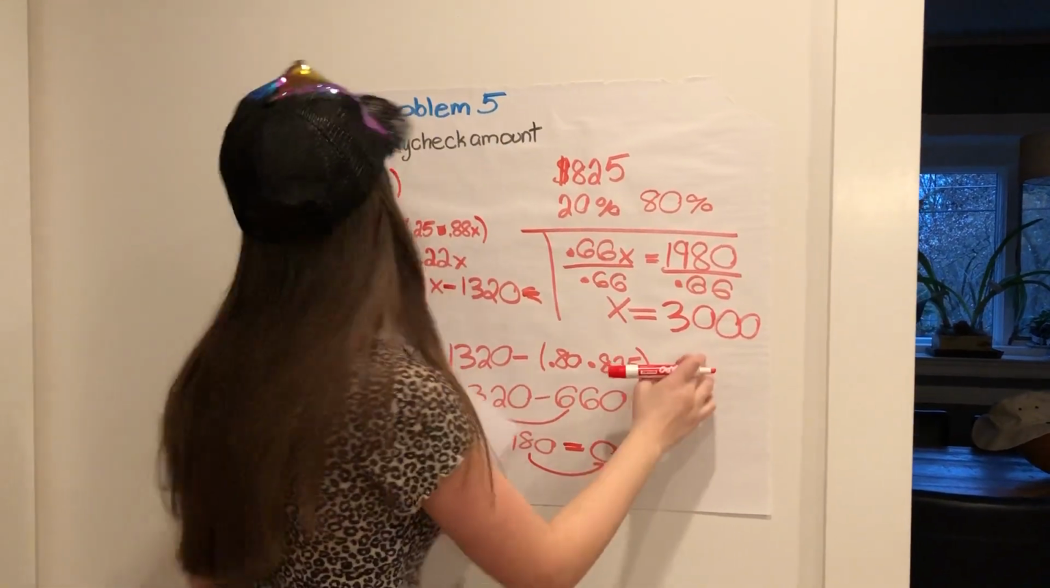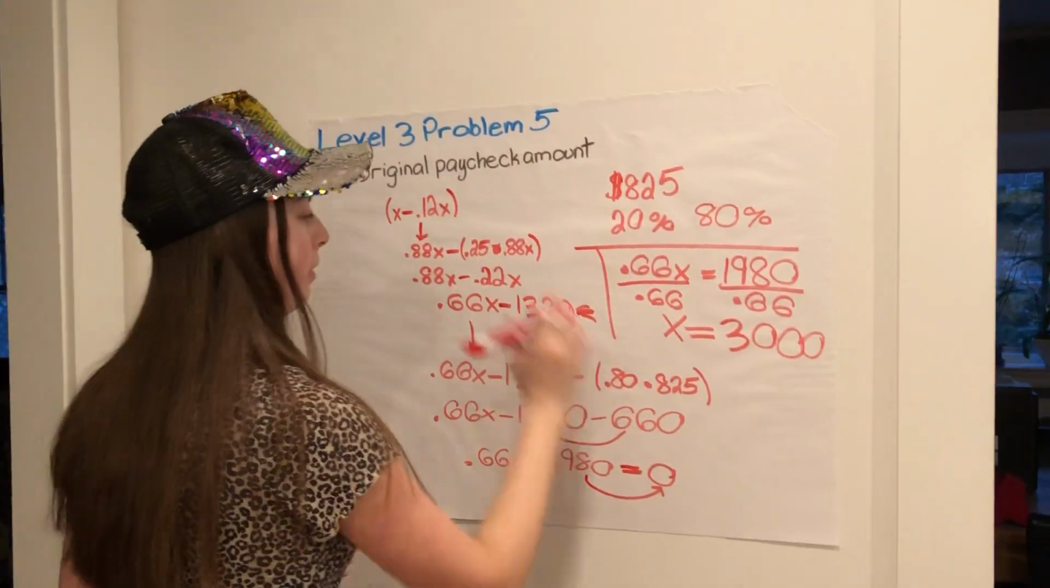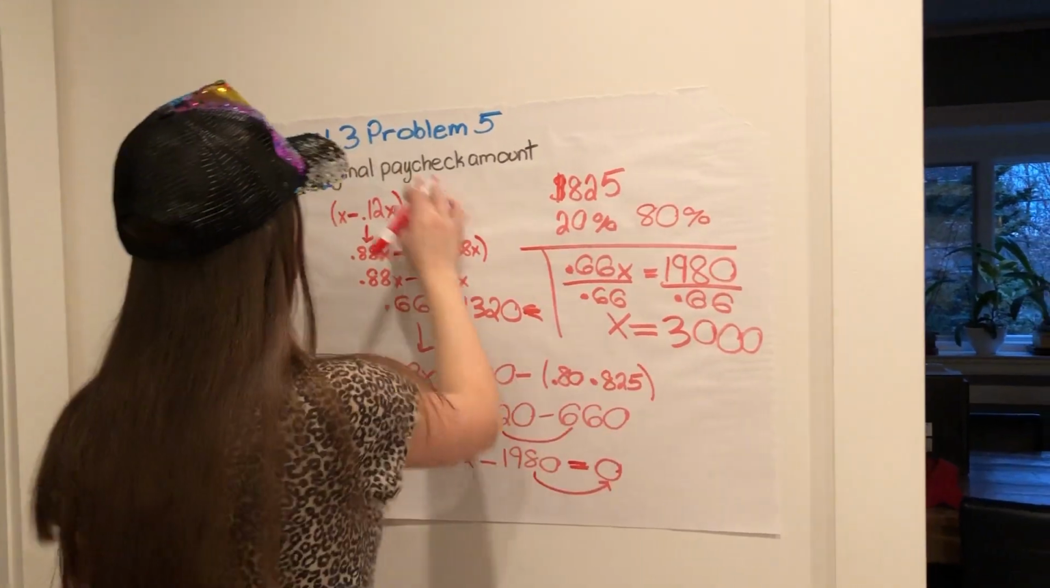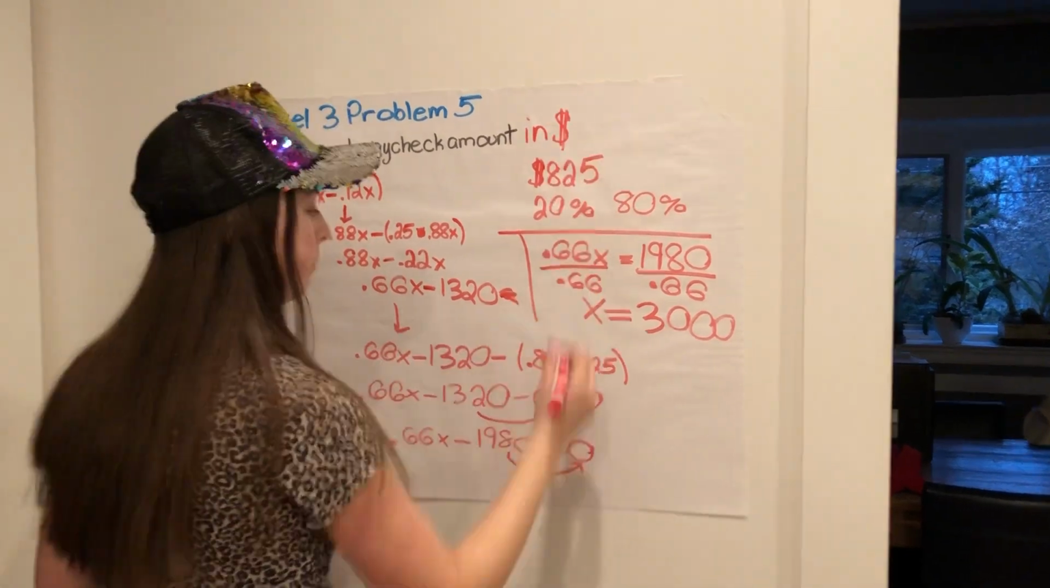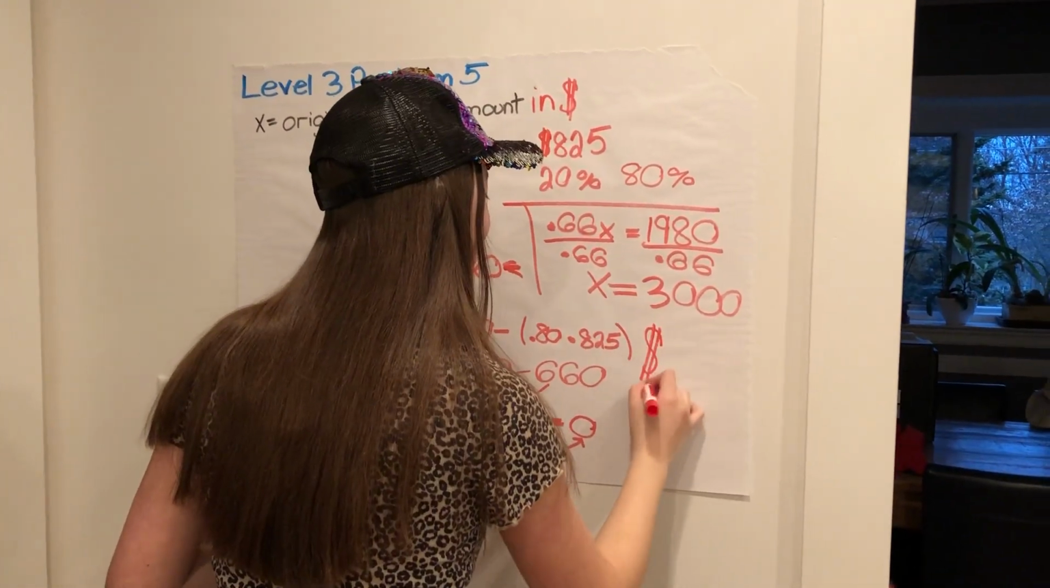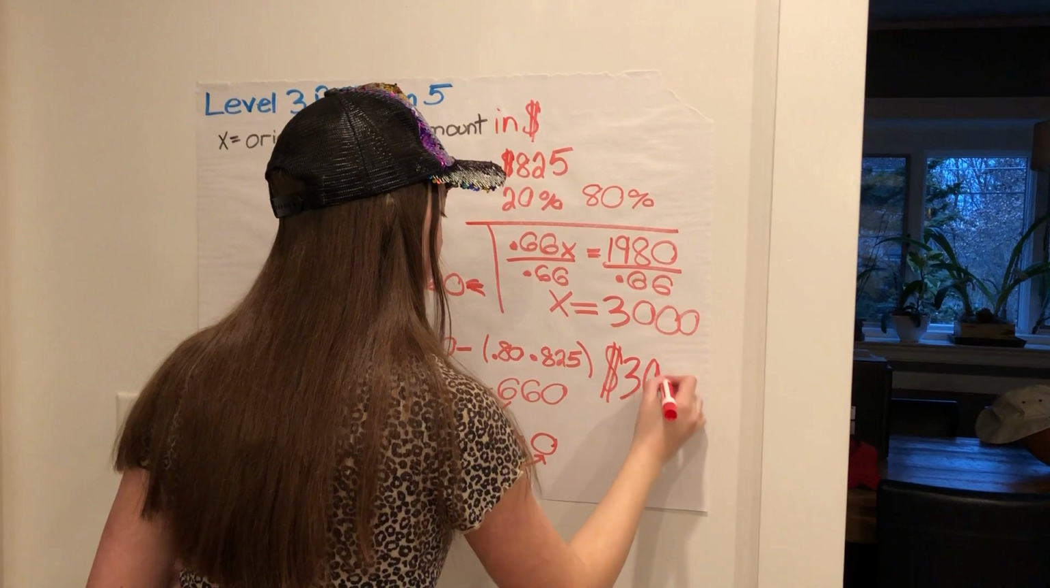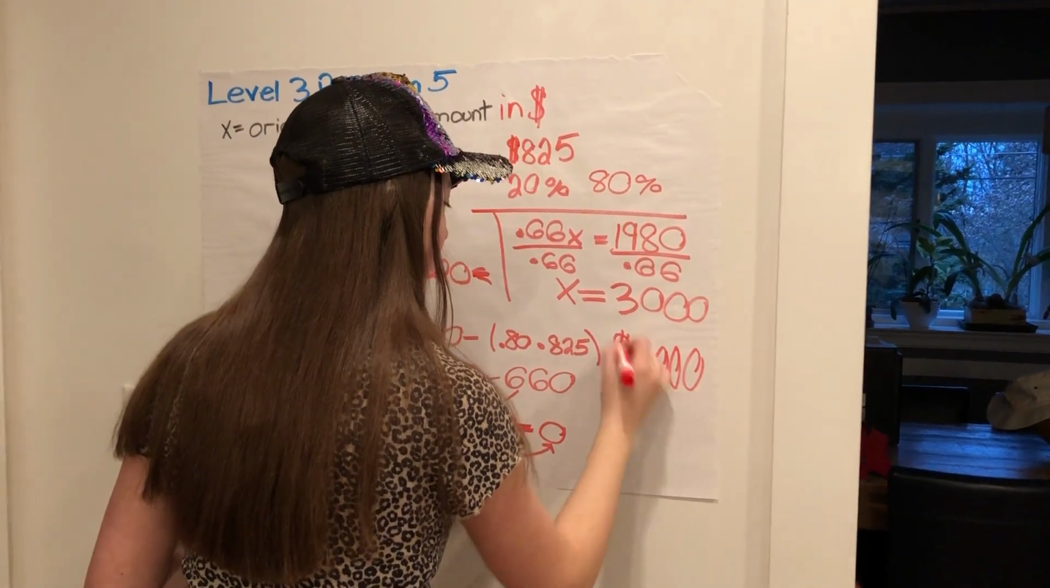So what does that mean? X was our original paycheck amount. X equals 3,000. Since paycheck amount is in dollars, right, because that's our unit, we know that the amount of money he had is $3,000. That's our answer.